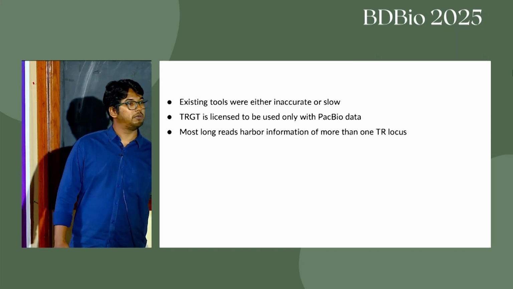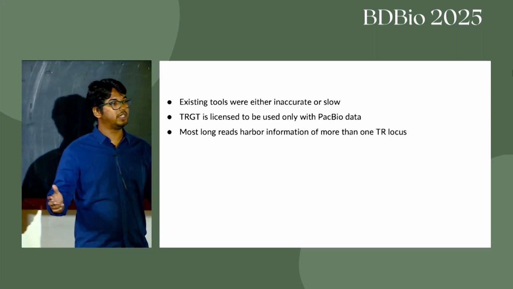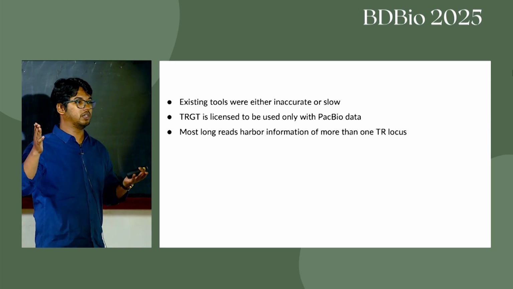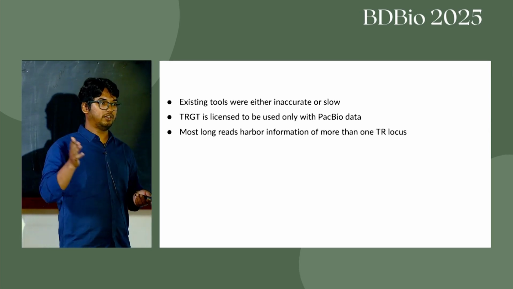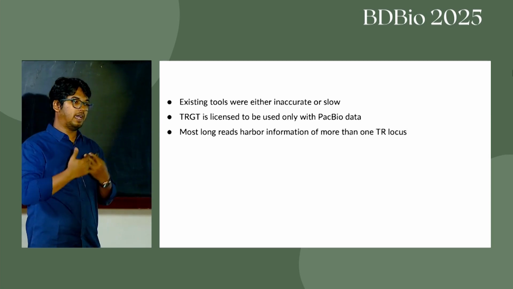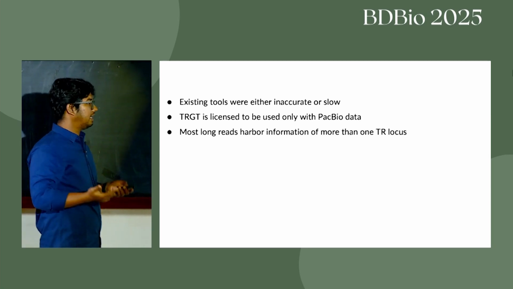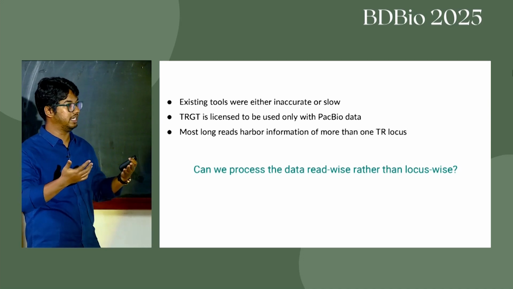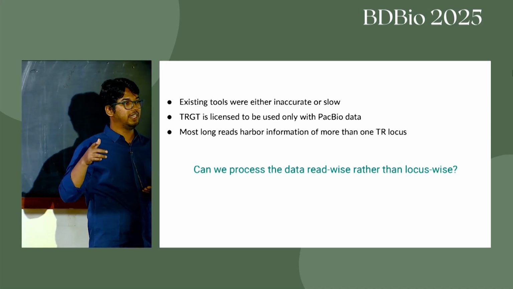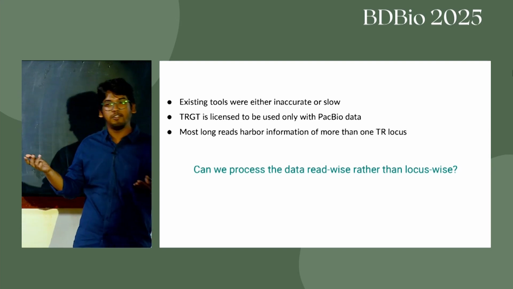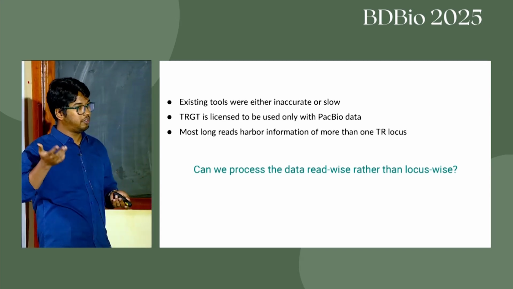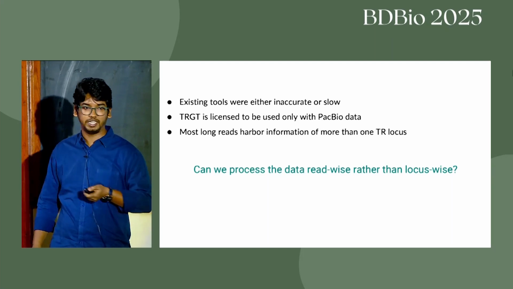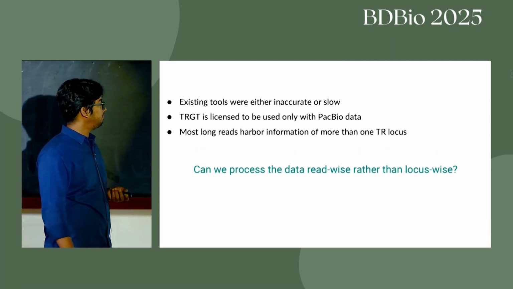Our one more intuition was that, like I said, most reads have information about more than one TR locus. But all these genotypers usually go locus by locus. So once it knows that you have a set of loci you're interested in, it will fetch all the information from that locus, and it will genotype them and move on. But we asked, can't we just instead process the data read-wise? So once you pick one read from the data, instead of reprocessing it again for the next locus, in the same time you get all the information that the read has to offer, store it, and use it where relevant, right? So that's how ATaRVa was born. It stands for Analysis of Tandem Repeat Variation, and is derived from the Sanskrit word ATaRVa.